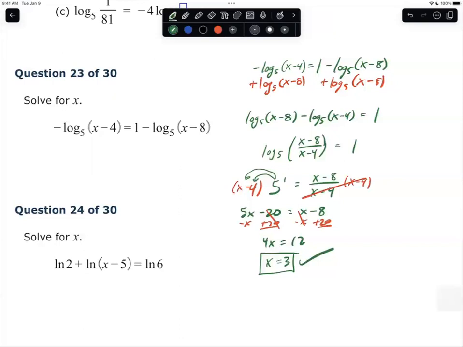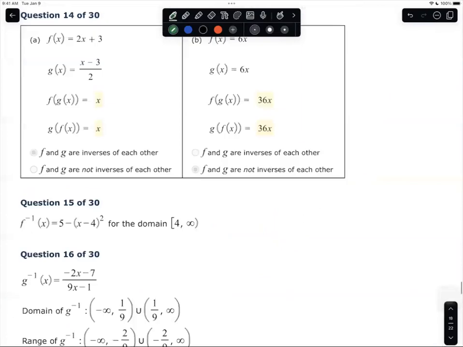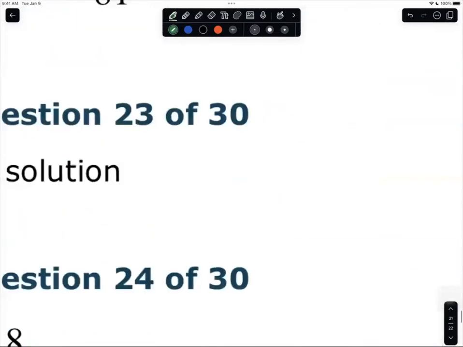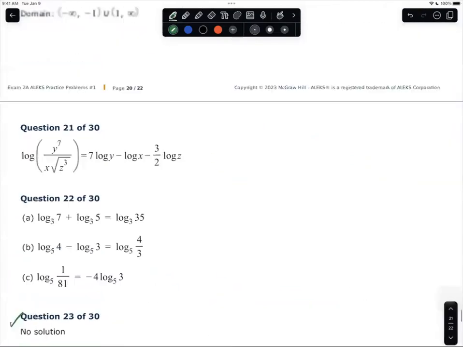That's right. The argument cannot be negative. So if we plug this 3 into any one of the original logs and we get a negative argument, then this is not a solution. Hey, this comes out to negative 5. Can we take the log of negative 5? No. So that means that this is an extraneous solution. That means that there is no solution. Yeah. Very good. And there are the answers in the back here, so let's double check just to make sure. No solution. Okay. Good.